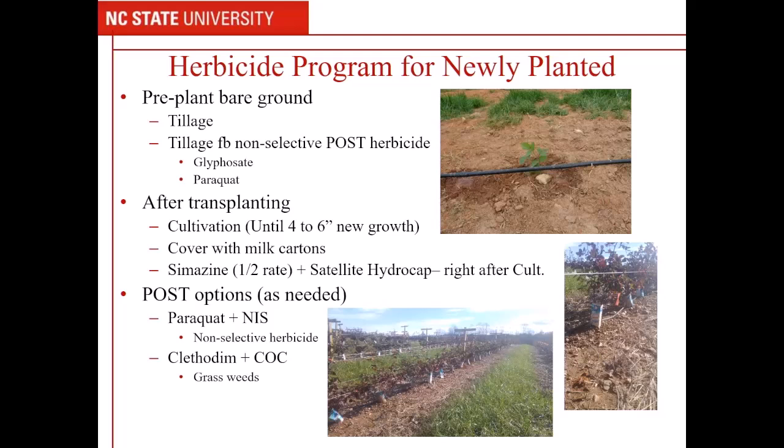and then you can go in and direct the application of a half rate of simazine with 2 or 3 quarts of Satellite Hydrocap for residual control. Once that residual control breaks down, hopefully that's going to give you 60 days or so of good pre-emergence weed control. But if you need to, you can go back then with paraquat as a directed application. We can use clethodim or some other graminicides to take care of perennial grasses if we needed to. But I just think that's a nice program in a bare ground situation that works fairly effectively and does a nice job for you.